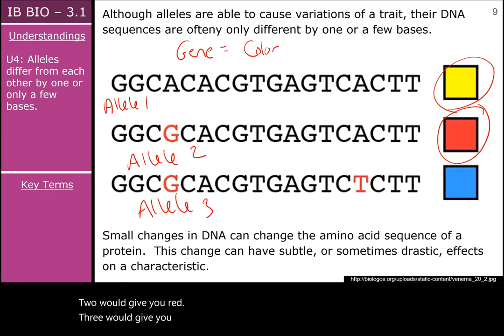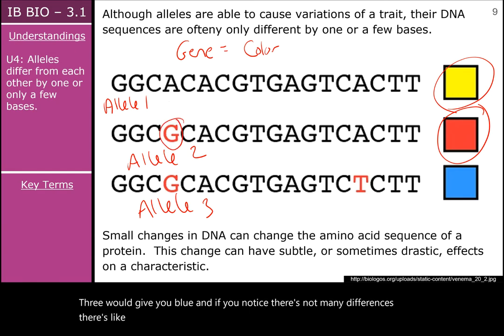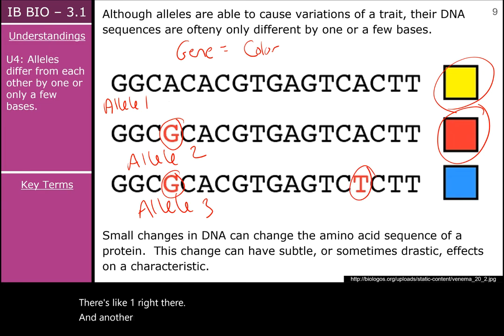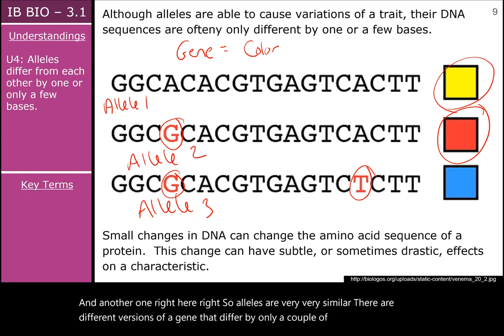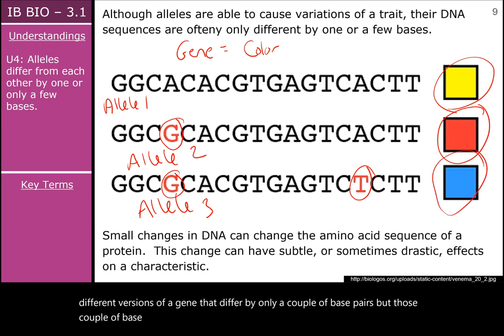And if you notice, there's not many differences. There's like 1 right there. And another one right here, right? So alleles are very, very similar. They're different versions of a gene that differ by only a couple of base pairs. But those couple of base pairs make a pretty significant difference in the trait that you see expressed.